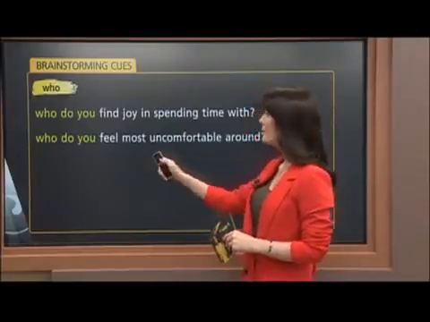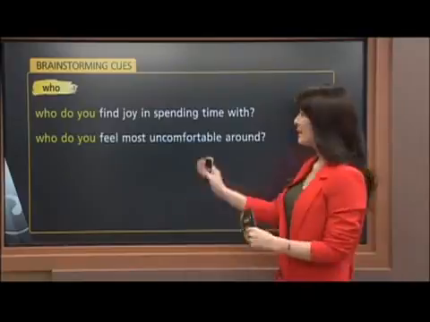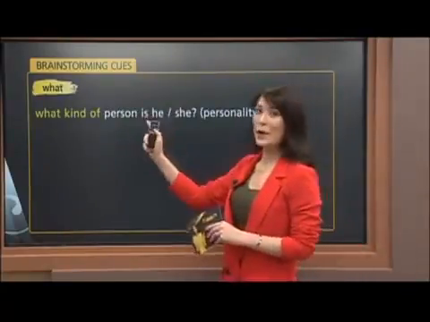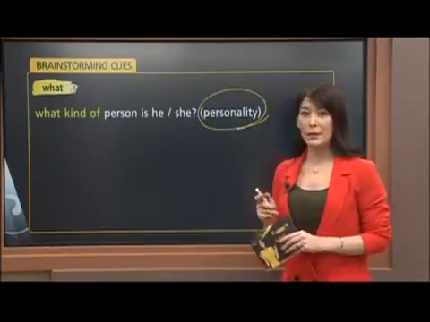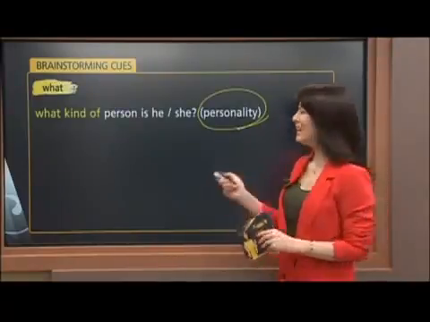Also, who do you feel most uncomfortable around? So these two are the very opposite. The first one is, who do you feel the happiest with? And the second question will be, who do you feel the most uncomfortable to be with? So think about these people. Also, what kind of person is he or she? We're talking about personality. So think about this person's personality, the personality of the person you like to be around and the personality of the person you don't feel comfortable around. Let's move on to our next what.